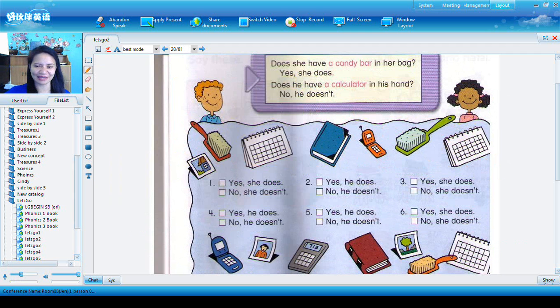Now let me ask you then. Does she have a picture? No, she doesn't. And does he have a cell phone? No, he doesn't. Alright, so that's the use of yes, he or she does, and no, he or she doesn't.